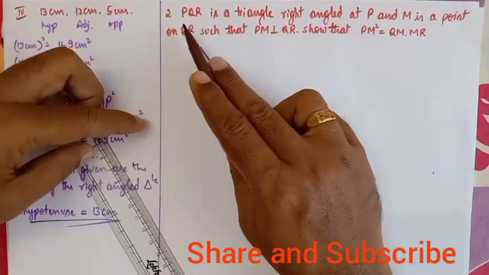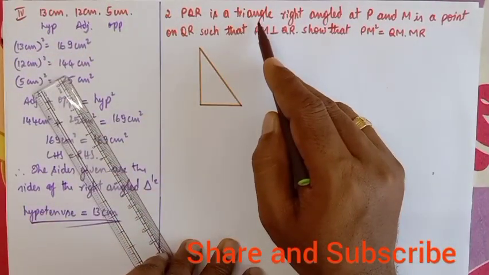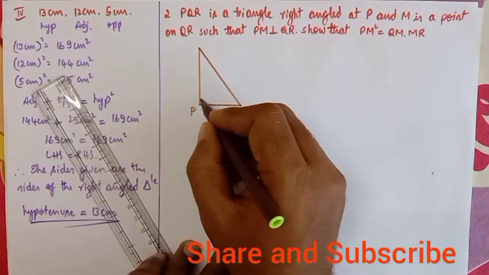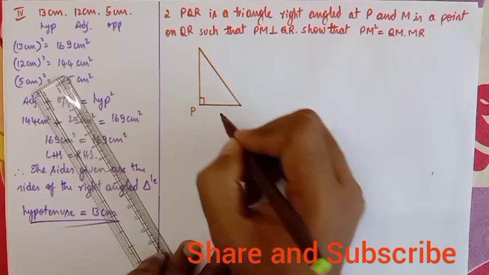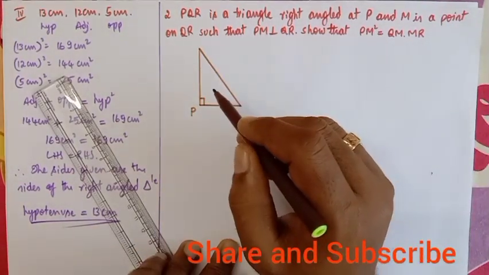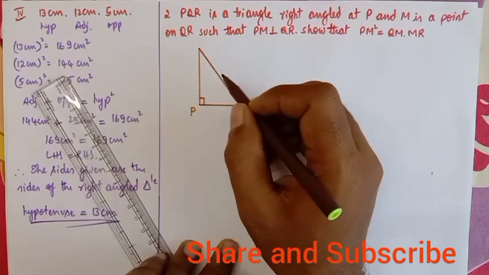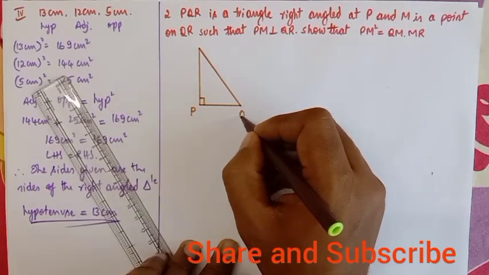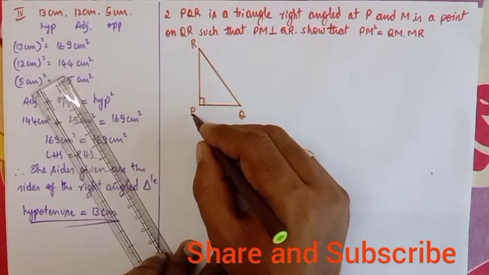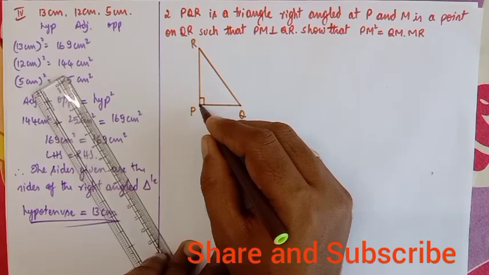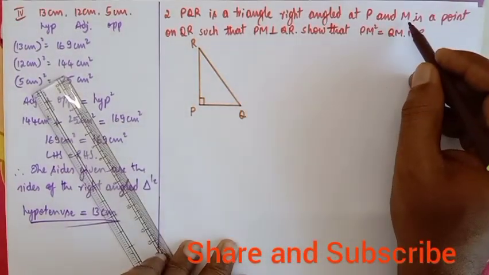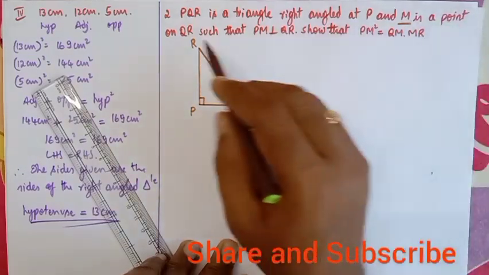Here PQR is a triangle right angled at P. So let this be P, as it is 90 degree. It is right angle. And M is a point on QR. So we will take this as Q and this as R. You can interchange these, but you can't change this P, as it is a right angle. And there is a point M. M is a point on QR.